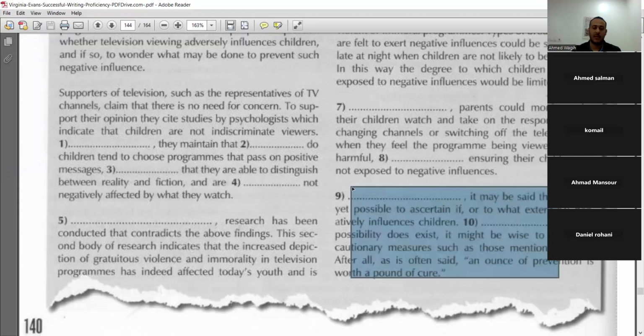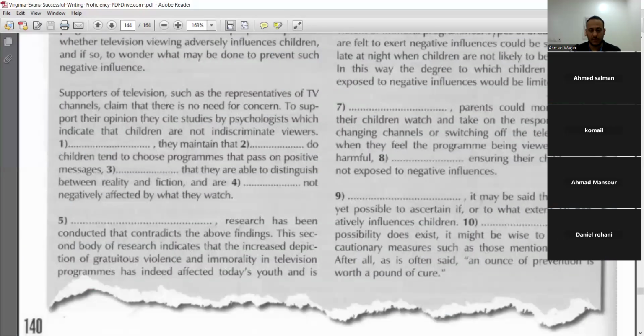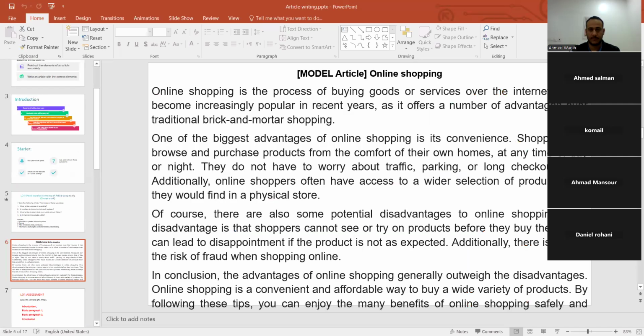So this is an example of an article. I've shared already with you an article. Let me show you the file I've shared with you. Okay, it has many articles as well. So we can go through the file quickly. This is an example as well.